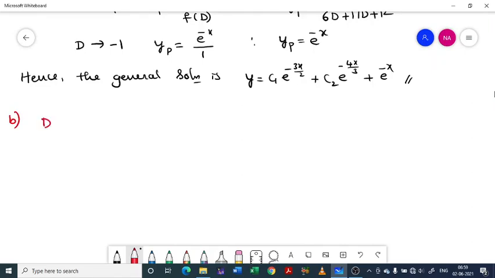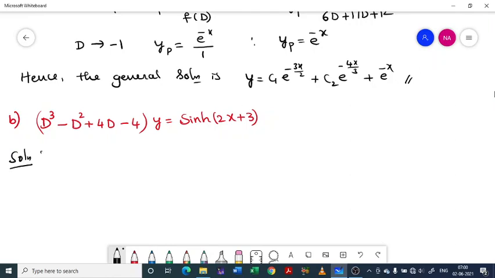Solve D cube minus D square plus 4D minus 4 into y equal to sinh of 2x plus 3. Sinh of 2x plus 3. As I said, even if you get hyperbolic functions, that can be solved using the method of type 1 solution.